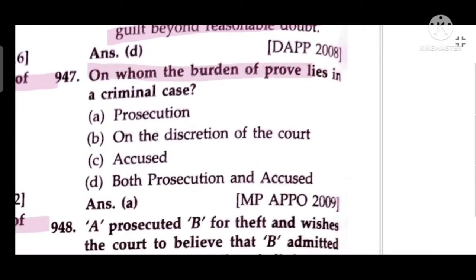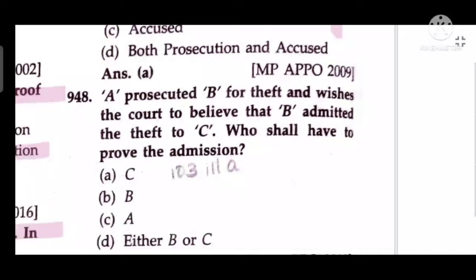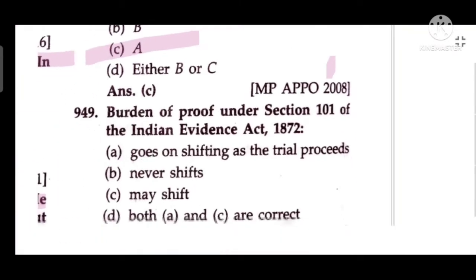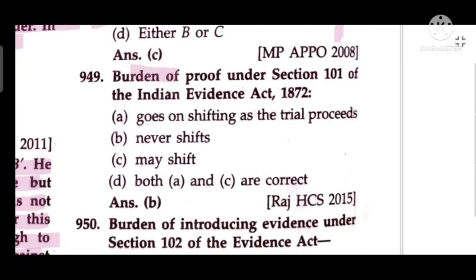On whom does the burden of proof lie in criminal cases? Prosecution. A prosecuted B for theft and wishes the court to believe that B admitted the theft to C. Who shall have proved the admission? A. Burden of proof under section 101 of the Indian Evidence Act 1872 never shifts.